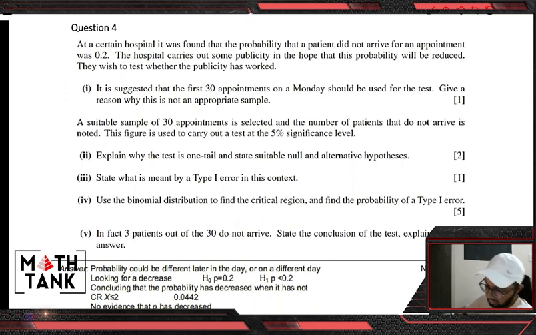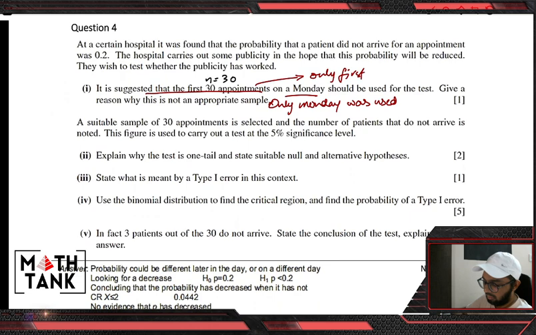It is suggested that the first 30 appointments on a Monday should be used for the test. Give a reason why this is not an appropriate sample. So there is the bias that only Monday was used, and only the first 30 appointments were used. Maybe people in the morning do arrive on time, or people in the morning do not arrive on time. It could be in both those cases.